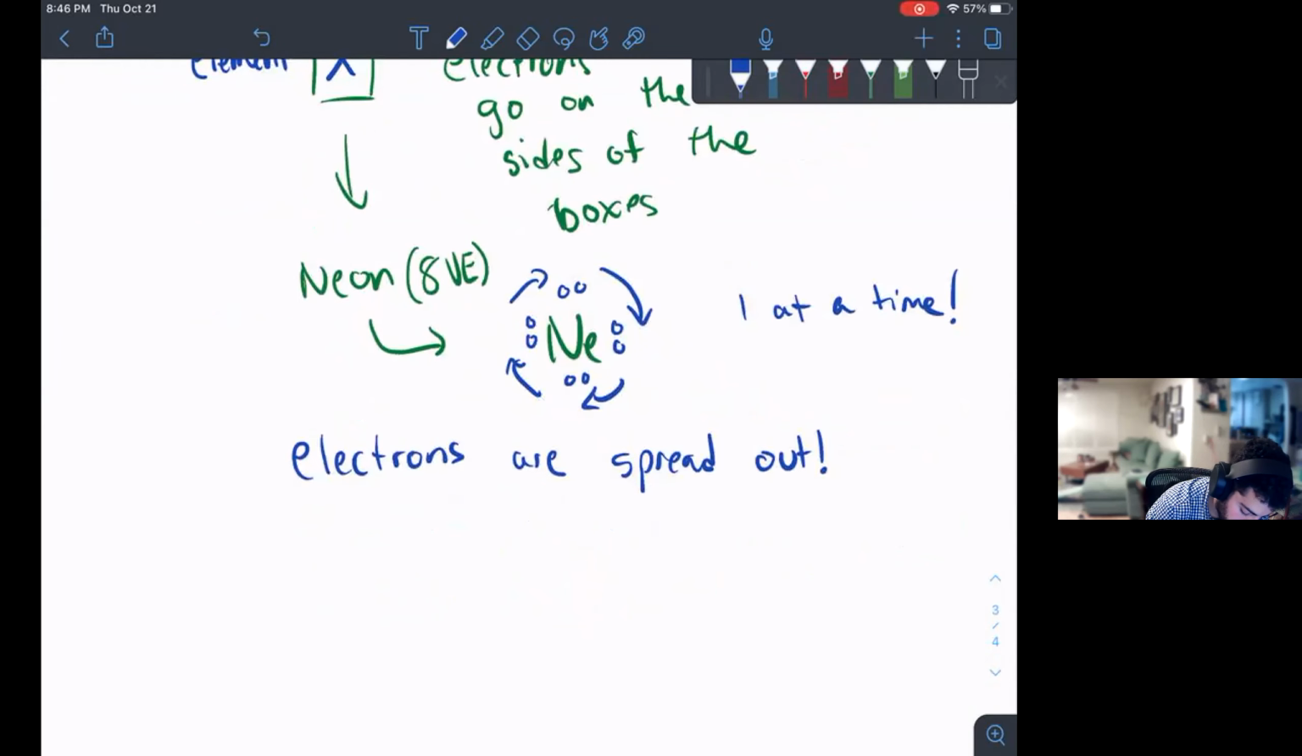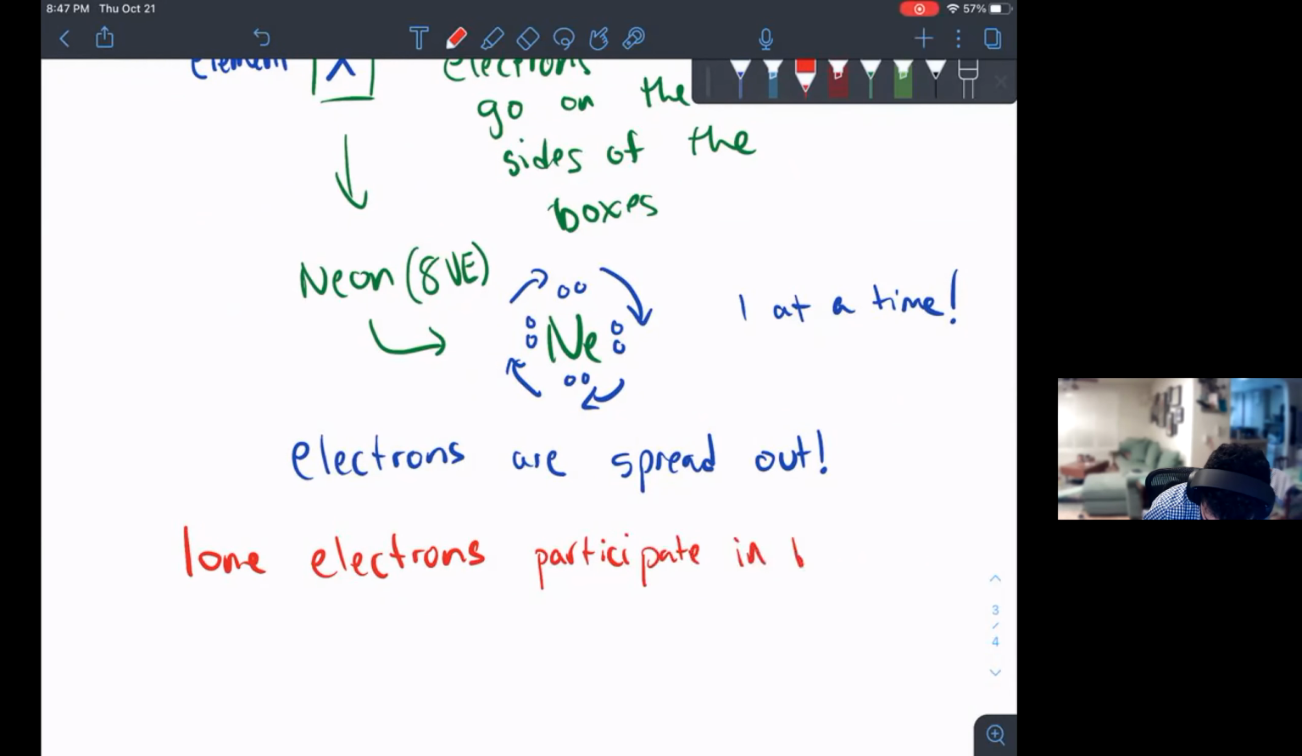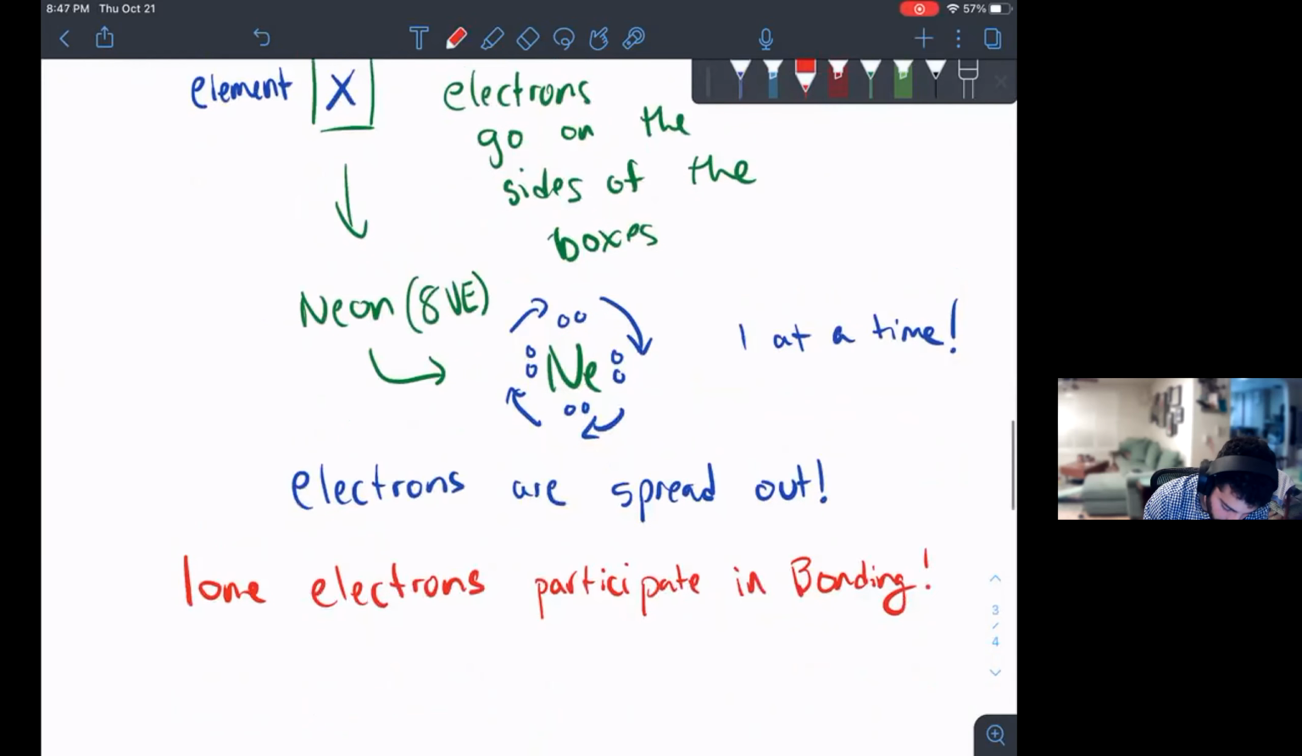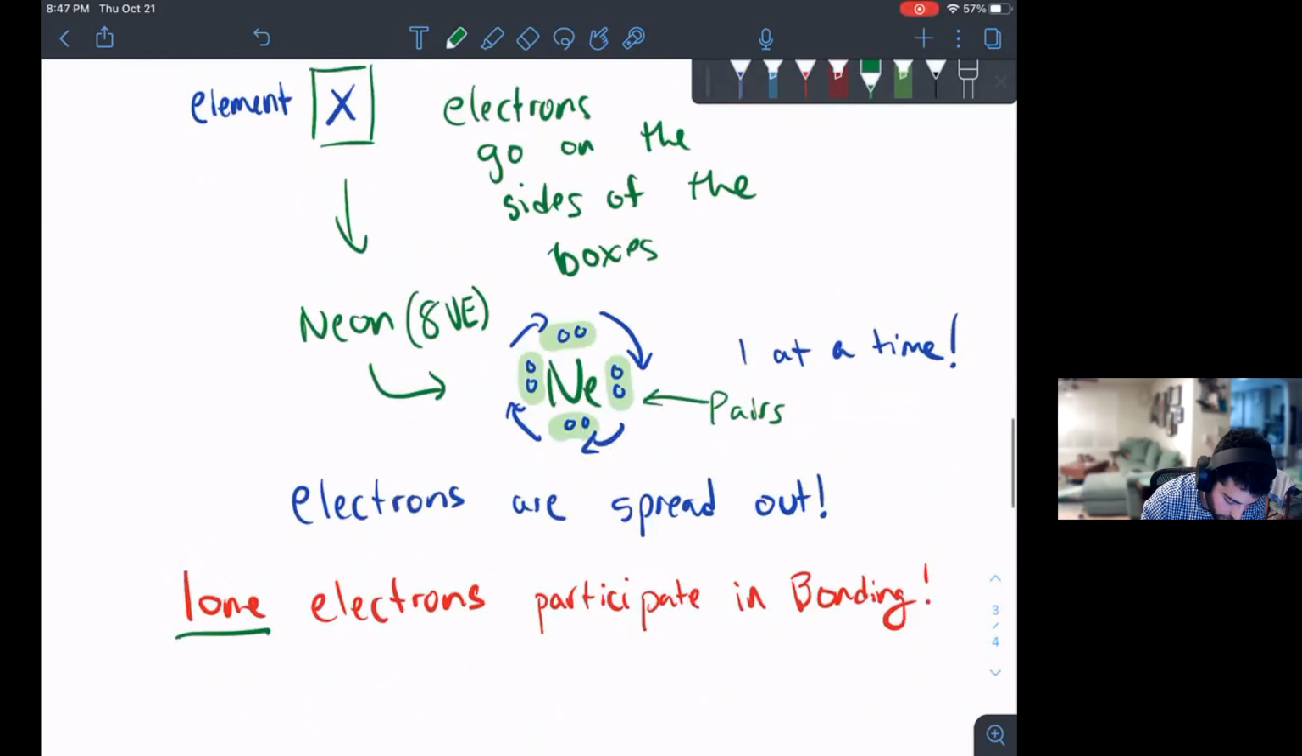Because the key aspect here is that lone electrons participate in bonding. So lone electrons participate in bonding. Here I have 1, 2, 3, 4 pairs of electrons. These are pairs. Therefore, they do not participate in bonding because I said only lone electrons do.